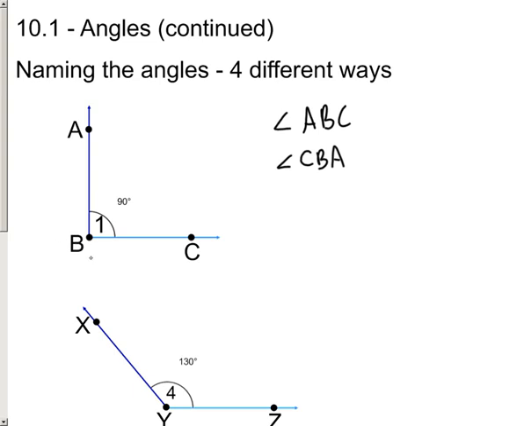Another way is that when this angle is all by itself, you take a look at that middle letter, and if there's no other lines being shared with it, you could just use that letter right there and call it angle B. And then the last way is that if you have a small number that's inside of the angle, like see this one right here, we could call it angle 1.